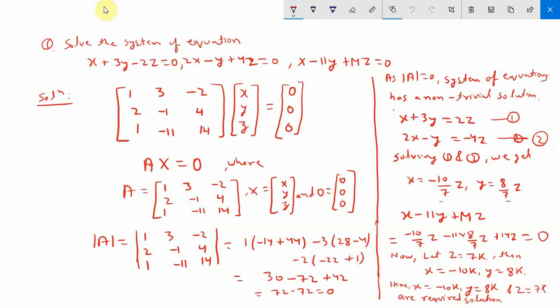Okay friends, so today we have seen solutions of linear simultaneous equations using the matrix method. I hope every one of you has understood this lecture. If you have any doubt, please let me know in the comment box. I will try to clarify your doubts.